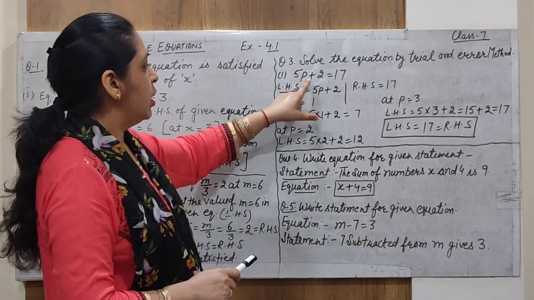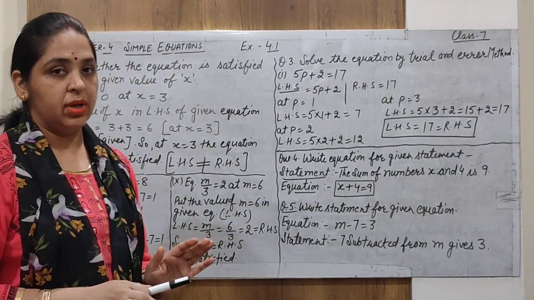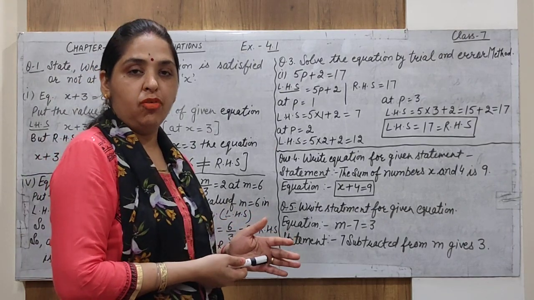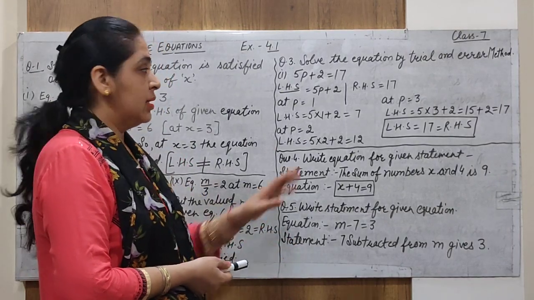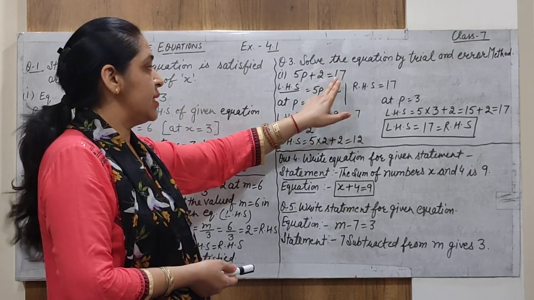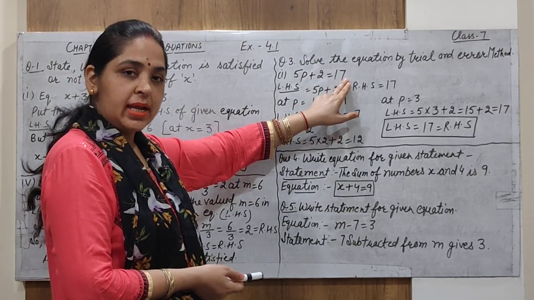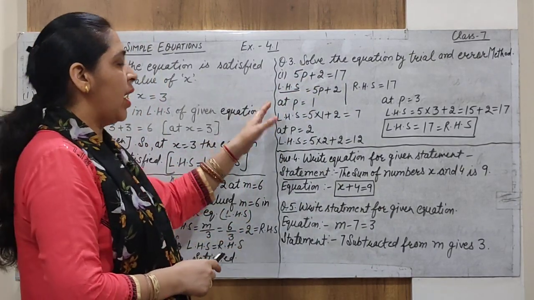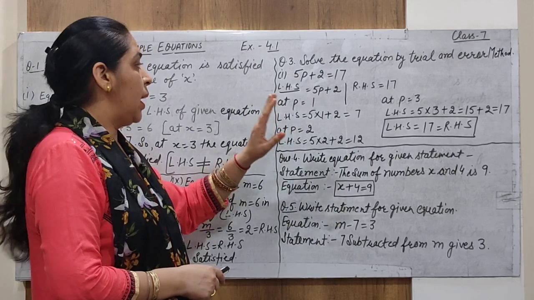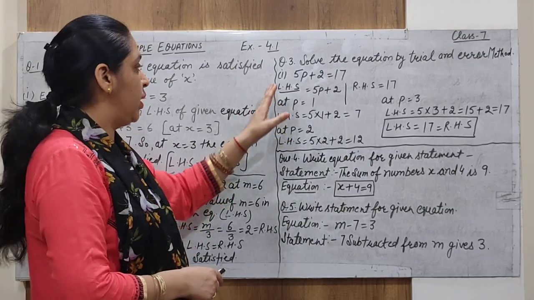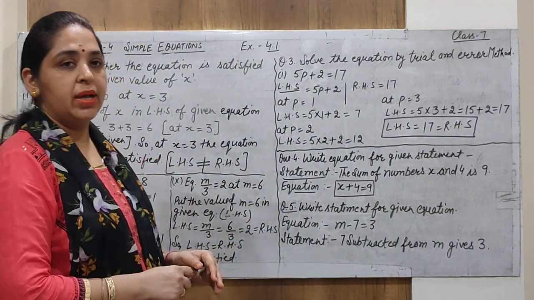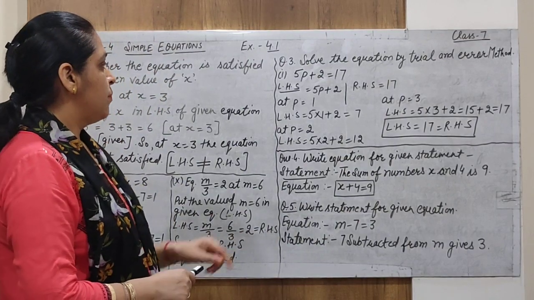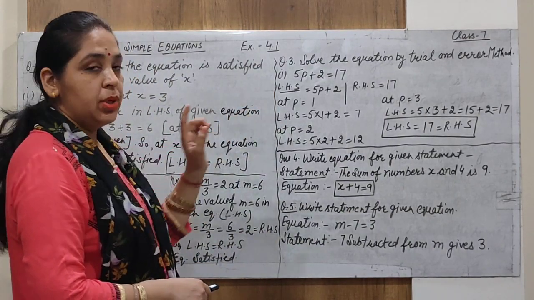So, what we have to do: the value of p is not given. So, we have to try again and again by putting different values of p, so that we get the result 17, that is equal to the right hand side. That is, the equation is satisfied. So we have to find out the value of p by putting which the equation is satisfied. That is called the trial and error method. Okay. Now let us start by putting values one by one.